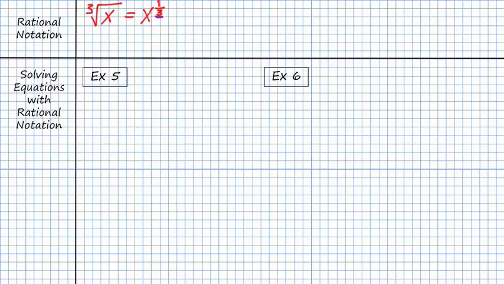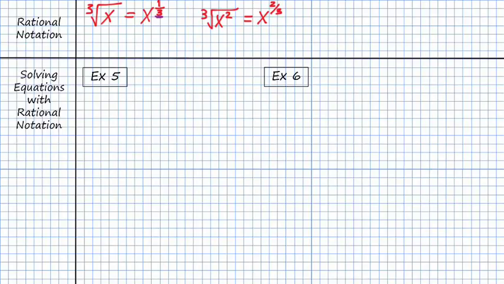So for instance, here's something that we could do. Let's say that I have the cube root of x squared. I can rewrite this as x to the 2/3 power. So my whole number exponent is now written over the fraction. And we'll find that this is the way that our rationals are going to work from now on. So our exponents will always work in this way.